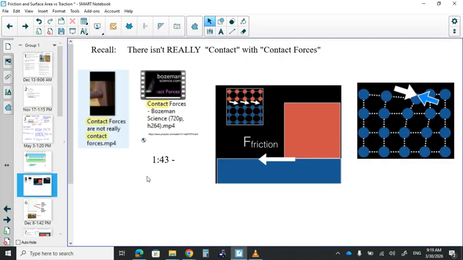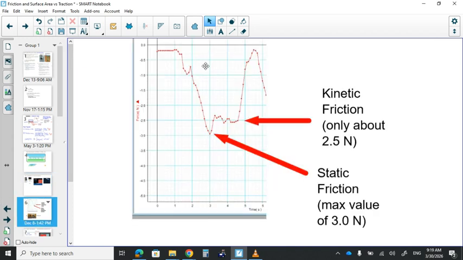So just to give you a good feel for how this all works and looks and makes sense and so on, right? This is actually a graph from equipment that I have for measuring force. And so this is the static friction went to a peak value, and then it broke down to an average, fluctuates a little bit, but around 2.5 kinetic friction and around 3 as static friction.